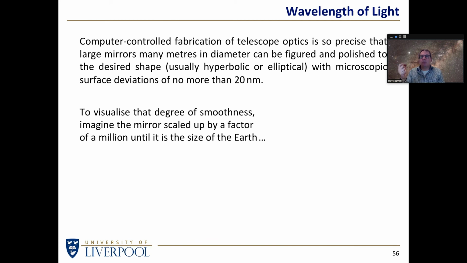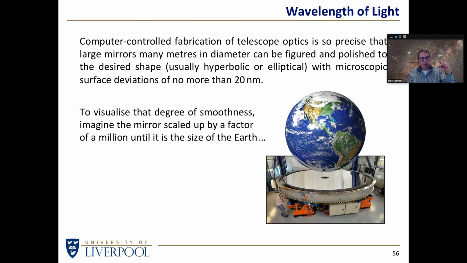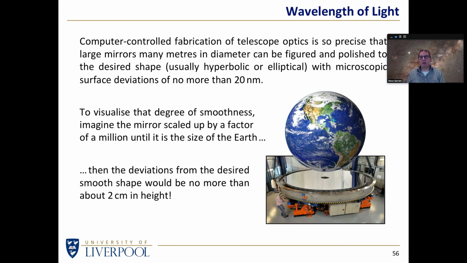And it's difficult to visualize that degree of smoothness. So let's just imagine that we take an 8-meter mirror and we scale it up 1,000,000-fold until it's about the size of the Earth. How big would those little deviations be if we scaled the mirror up until it was the size of the Earth? Well, those mountains and troughs on the surface of the mirror would be of order a few centimeters or so in size. And when you think of centimeters over the scale of the Earth, that gives you a very good impression of just how smooth, how precise these modern mirrors can be.